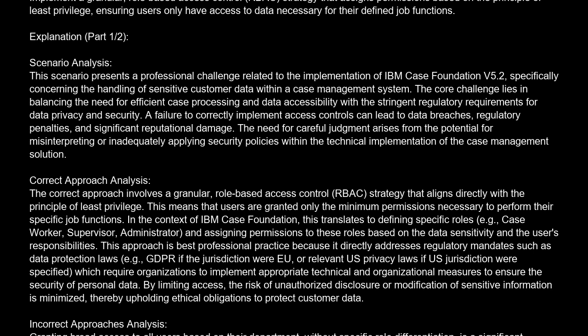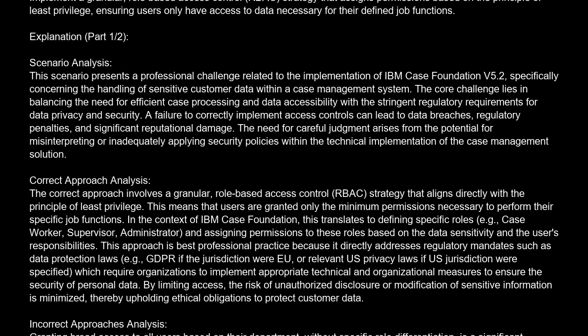Correct approach analysis. The correct approach involves a granular, role-based access control (RBAC) strategy that aligns directly with the principle of least privilege. This means that users are granted only the minimum permissions necessary to perform their specific job functions. In the context of IBM Case Foundation, this translates to defining specific roles, e.g., case worker, supervisor, administrator, and assigning permissions to these roles based on the data sensitivity and the user's responsibilities.